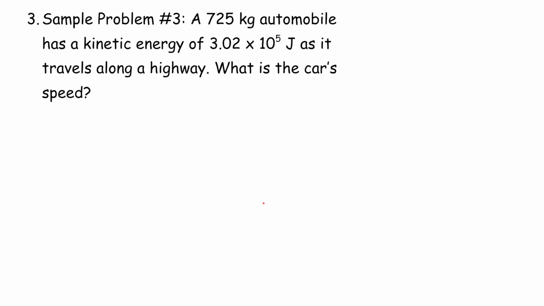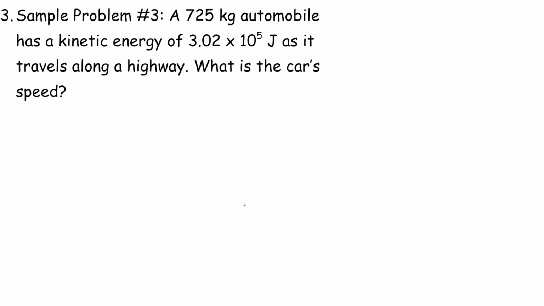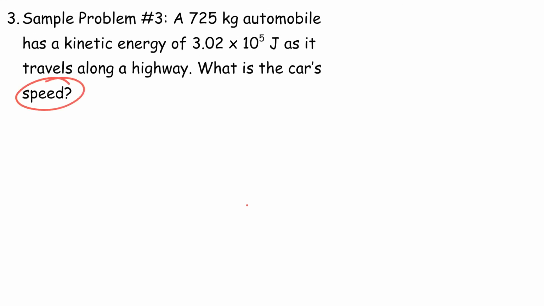A 725 kilogram automobile has a kinetic energy of 3.02 times 10 to the 5th joules as it travels along a highway. What is the car's speed? The first thing I need to do is to rearrange the original formula to solve for speed.